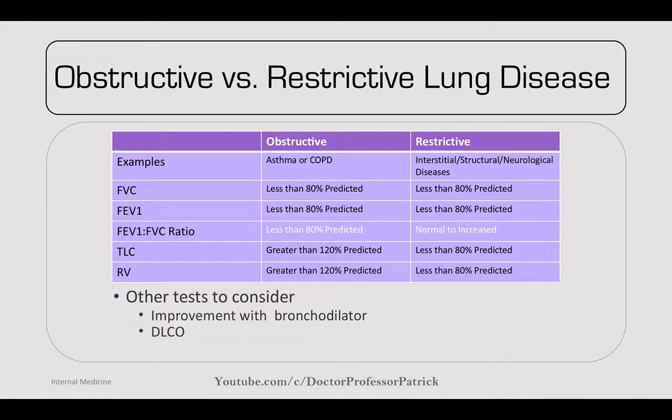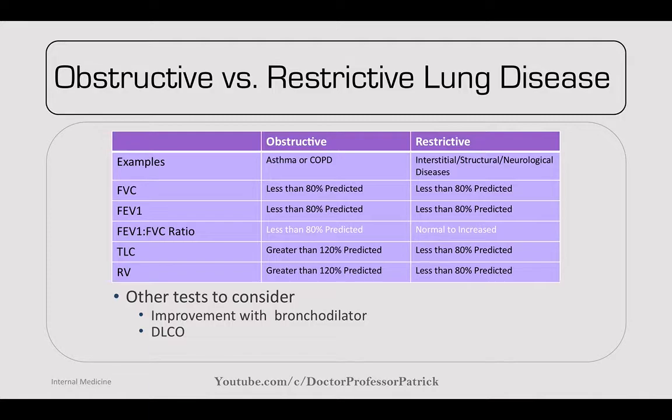So obstructive versus restrictive lung disease is the most common thing that we can do to sort of stratify somebody with shortness of breath who comes in. The most common obstructive lung diseases are asthma and COPD, versus restrictive lung diseases, which are like interstitial disease, structural or neurologic problems. So what you want to do is PFTs to see what the different lung volumes are. Usually everything's the same.